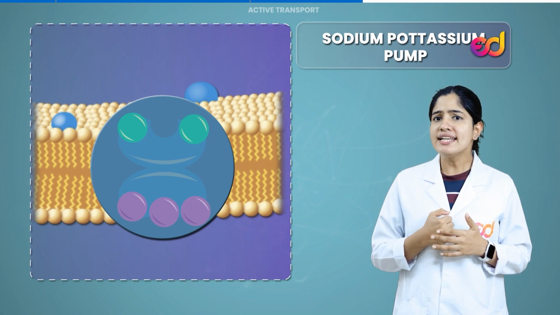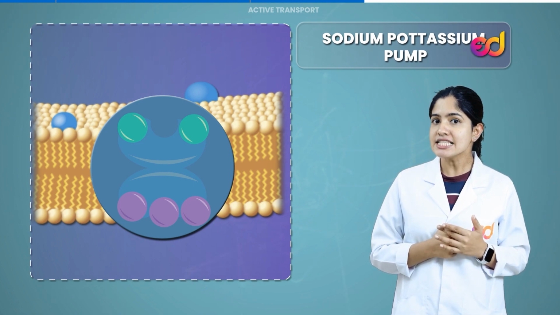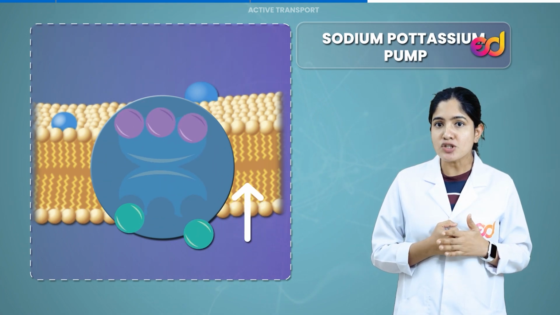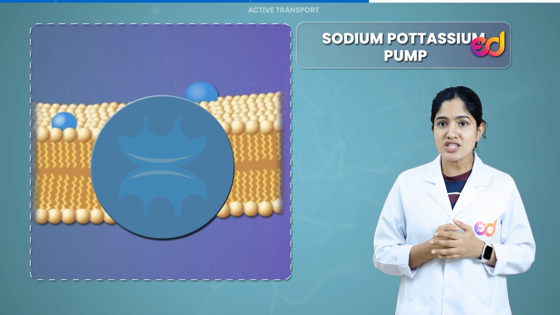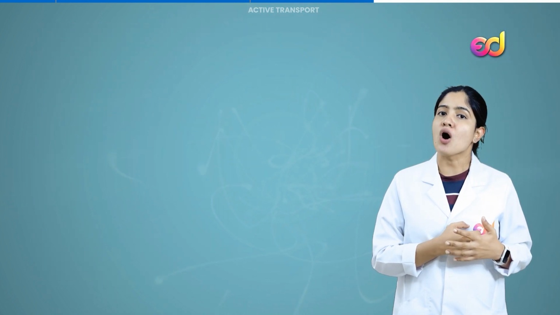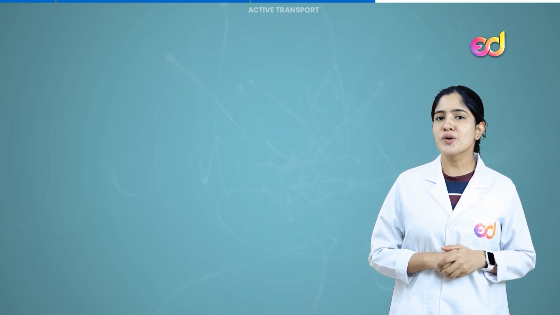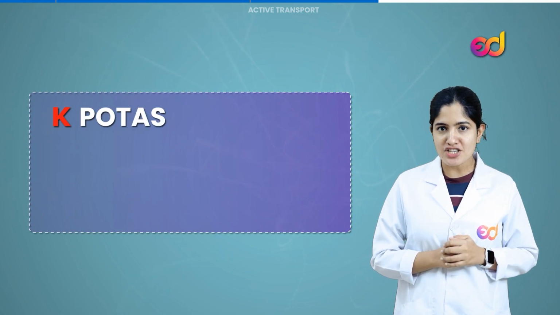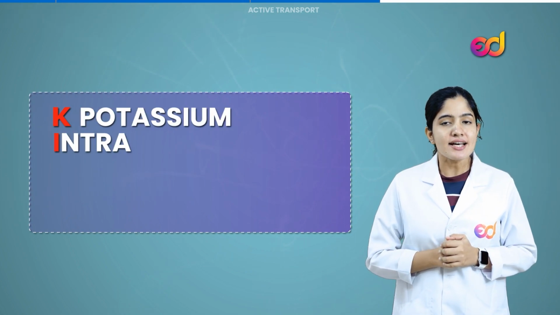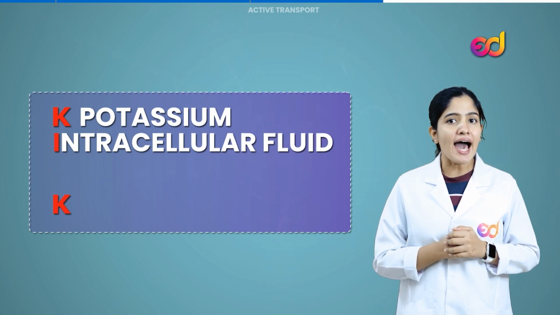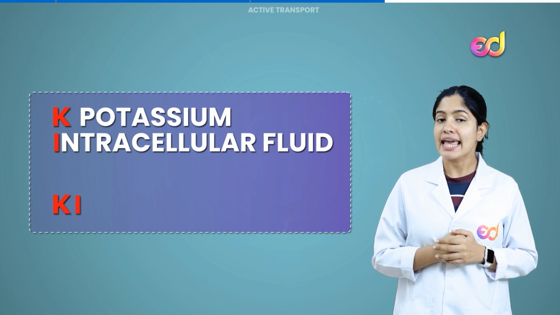Precisely, what does this pump do? This pump transports sodium from inside to outside the cell and potassium from outside to inside the cell. Well, this pump is present in almost all cells of the body. So, what happens over here? K, that represents our potassium, finally reaches the intracellular fluid. Taking K from potassium and I from intracellular fluid, Ki.